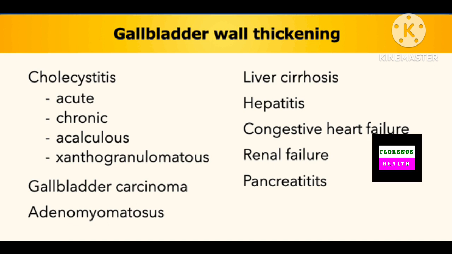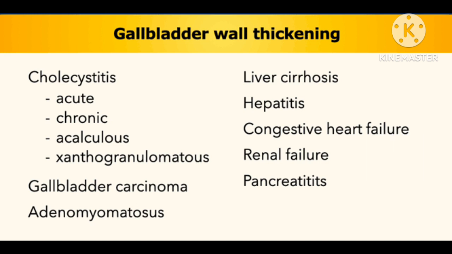Let's discuss certain conditions where there is increased thickness of the gallbladder wall. Those are inflammatory conditions like acute cholecystitis, chronic cholecystitis, acalculous cholecystitis, xanthogranulomatous cholecystitis, gallbladder carcinoma, and adenomyomatous gallbladder.